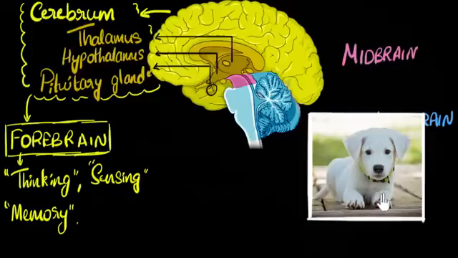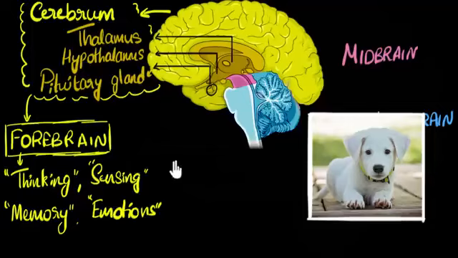Now, when you looked at this puppy, some kind of emotion came in, right? Like you may have felt, oh, what a cute puppy. You may have felt happy looking at it. Maybe if I showed you some scary picture, you would experience fear, right? So all the emotions, they too come from your forebrain. All your emotions, including love. That's right, love does not come from the heart, it comes from your forebrain.